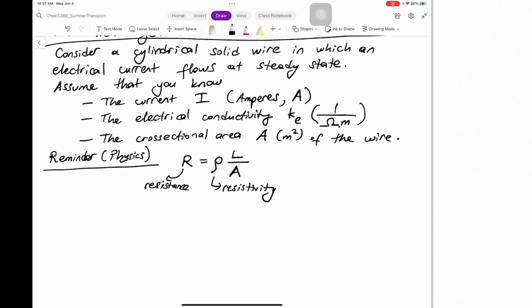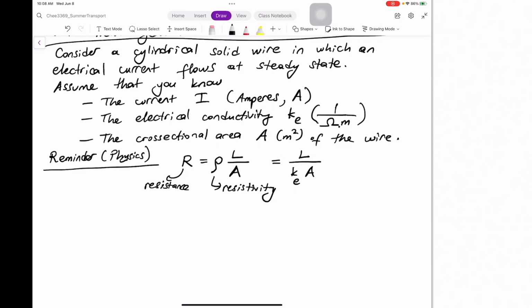And resistivity is basically the proportionality constant, which is dependent on the material, but nothing else. And instead of rho, the resistivity, you can write the conductivity, which is 1 over the resistivity. So that's equal to L over Ke A. The subscript E is there to distinguish Ke, the electrical conductivity, from the thermal conductivity K, which I'm not going to put any subscript on.